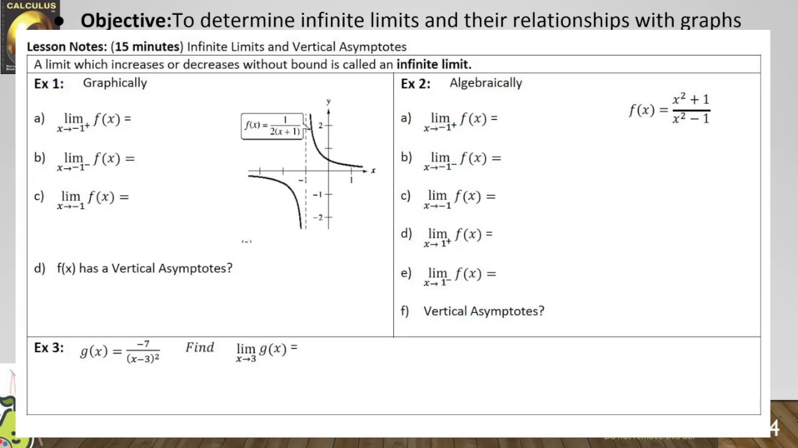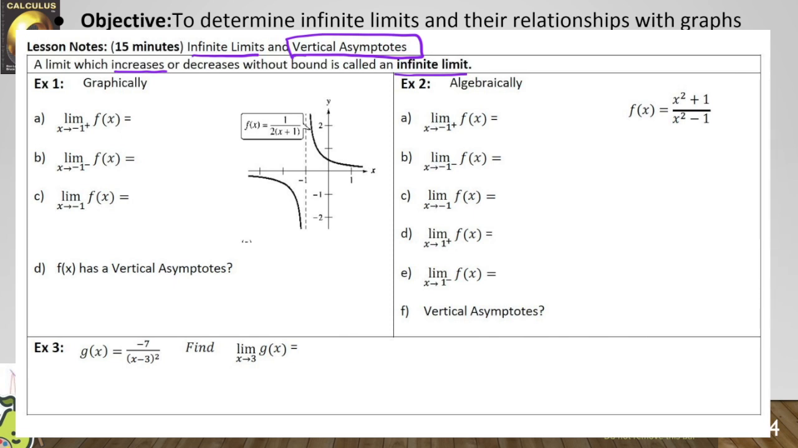For today's lesson, we're looking for infinite limits. Now, generally, a limit that goes to infinity will happen at a vertical asymptote. It doesn't always have to be a vertical asymptote, but that's what we're going to look for most often. So a limit that increases or decreases without bound is called an infinite limit.